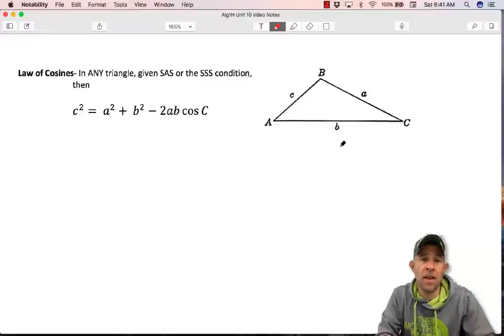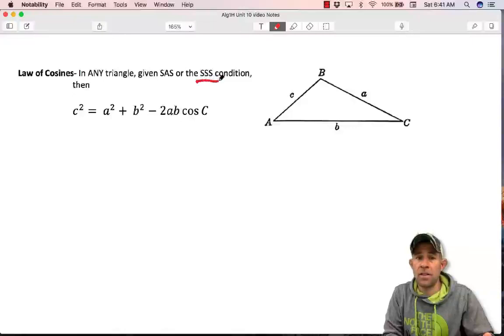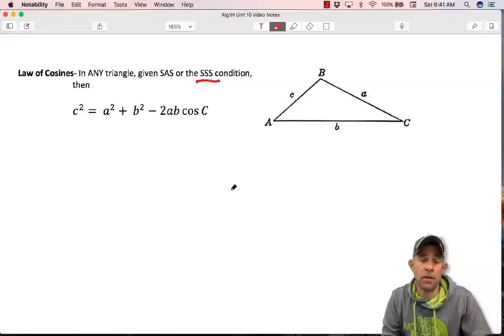And again, it says in any triangle, so it doesn't have to be a right triangle, given this condition of side angle side or side side side, you can then find any missing angle or missing side by following this law of cosines. So again, keep in mind, if you take a look at your picture here, the capital letters are your angles and the lowercase letters are your side lengths. So it says c squared is equal to a squared plus b squared minus 2ab times cosine C.